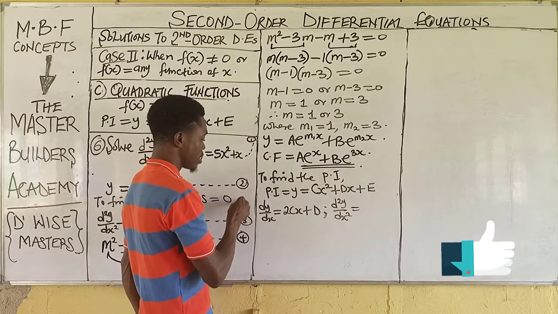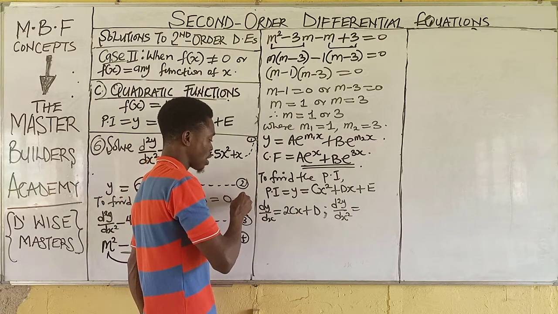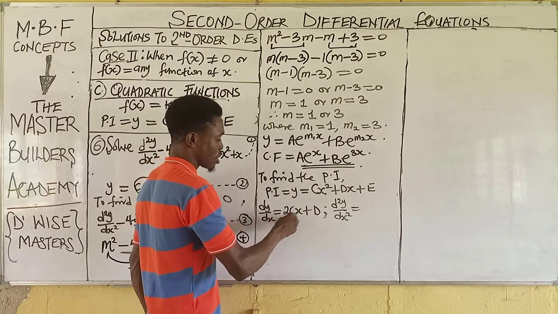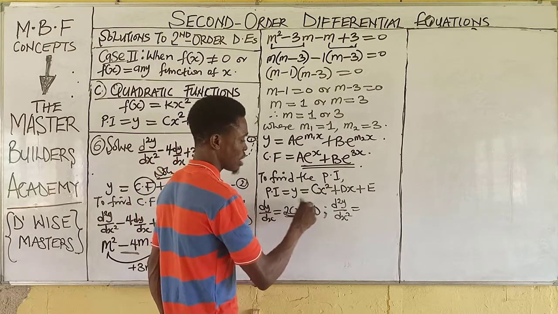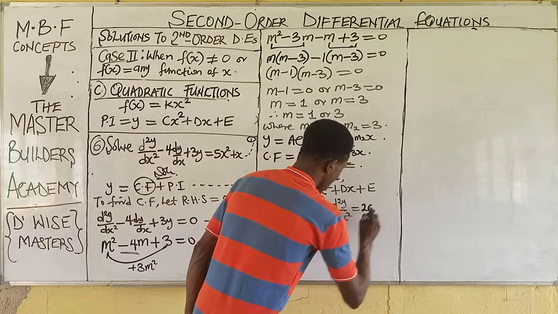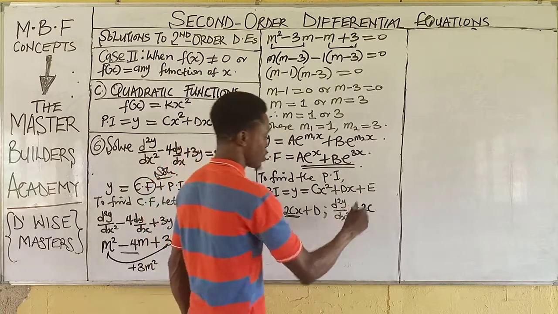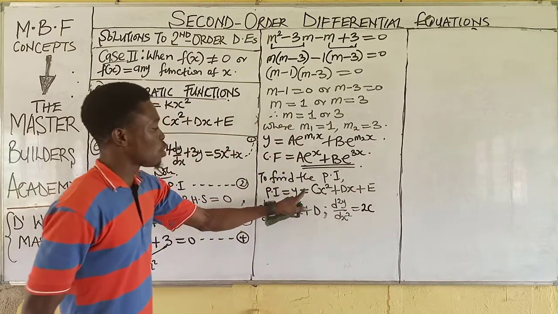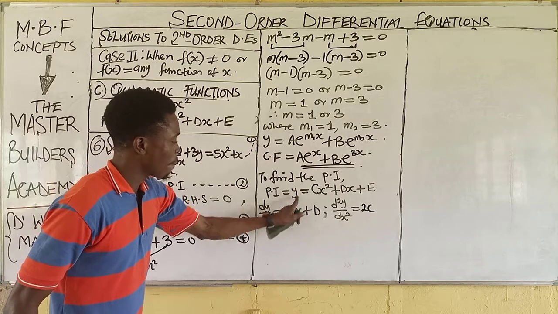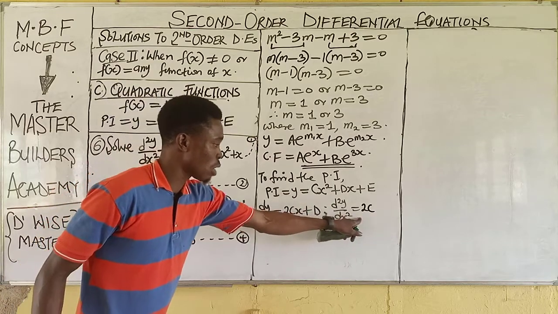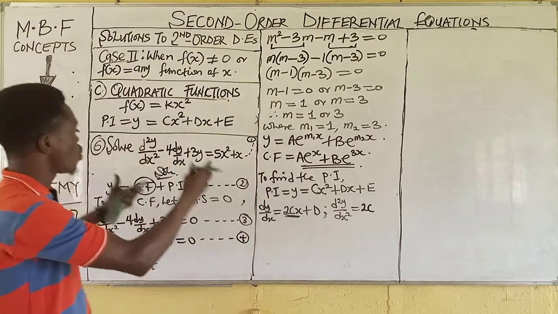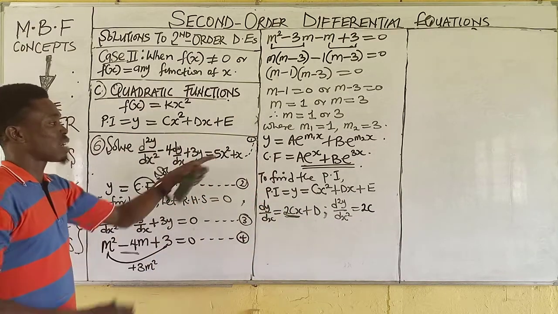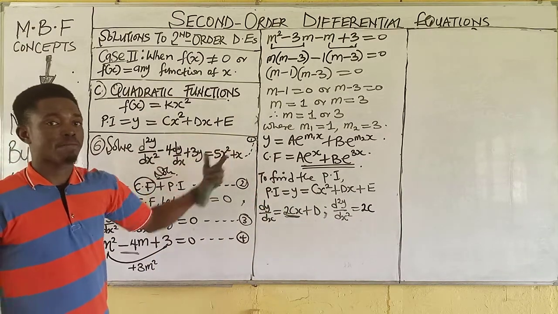When we differentiate this first derivative to obtain the second derivative, if we differentiate 2cx, we will be left with 2c. The x will disappear. Then we have 2c. And when we differentiate d, being a constant, it is 0. All we need to do now that we have obtained y, dy over dx, and d squared y over dx squared, is to quickly substitute these three values into the given equation, which we have termed equation 1. That's all.